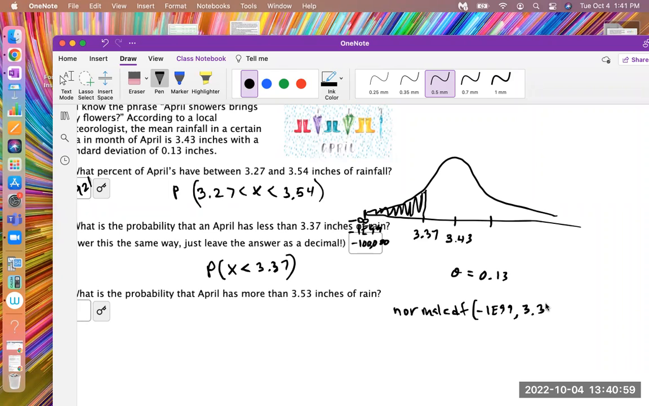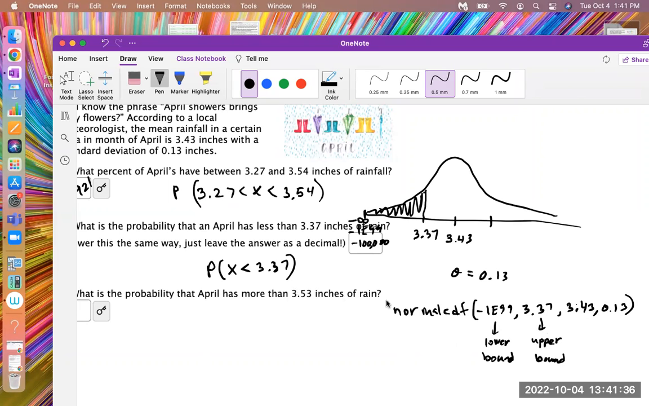Remember when you're inputting the lower bound and upper bound, the lower bound should always be a smaller value than the upper bound. And very large negative numbers are actually very small, smaller than small negative numbers. And certainly smaller negative numbers are smaller than positive numbers. Okay, and then they just put the mean and standard deviation. And that's how I would do this.